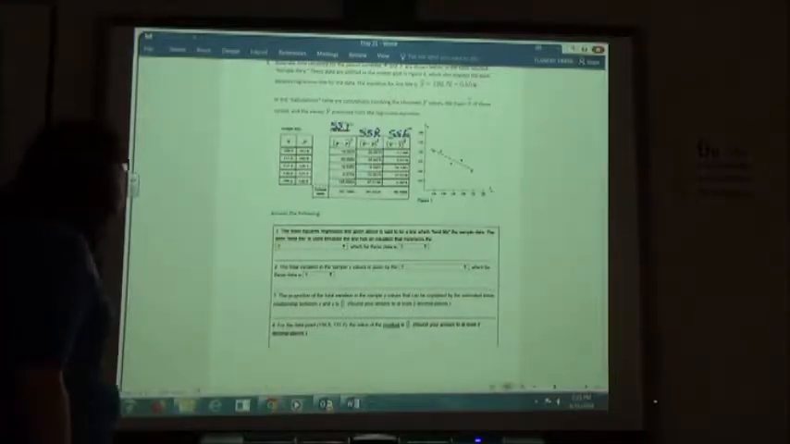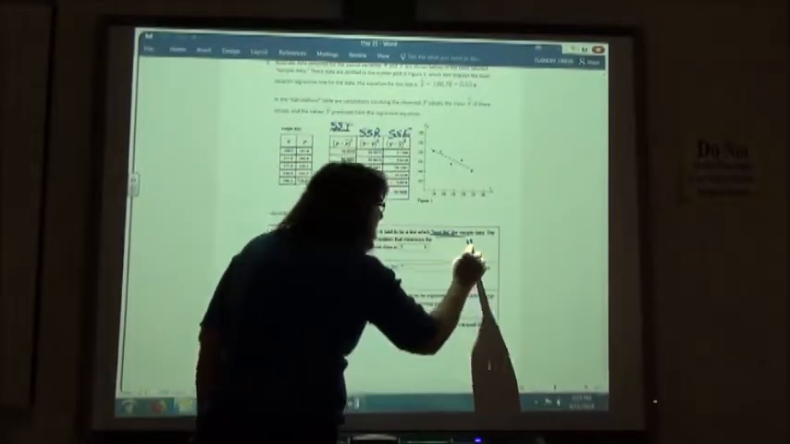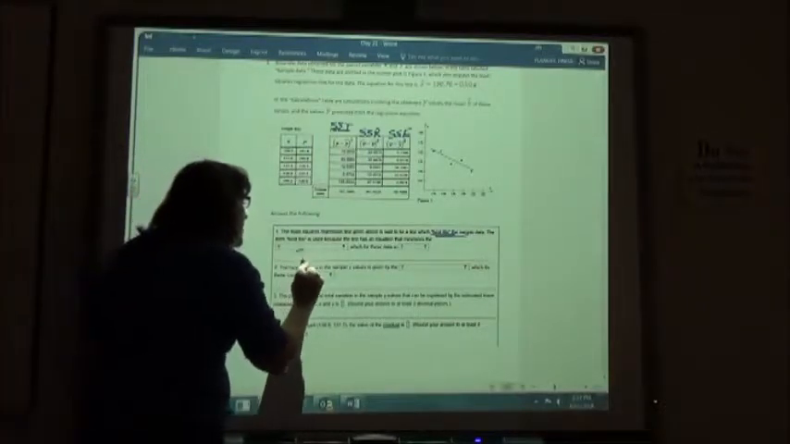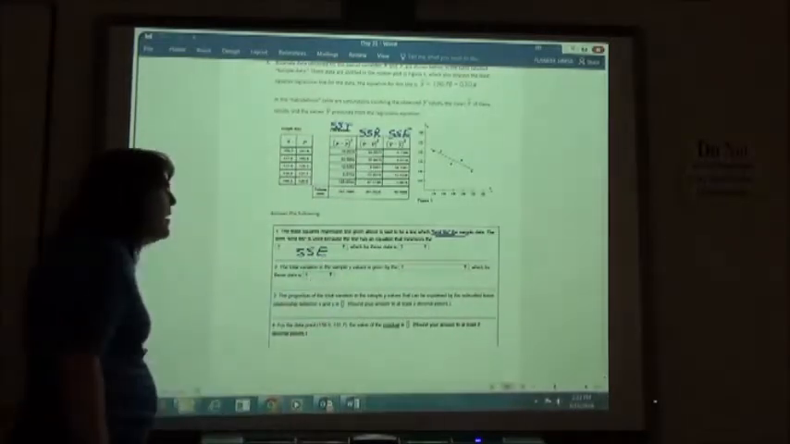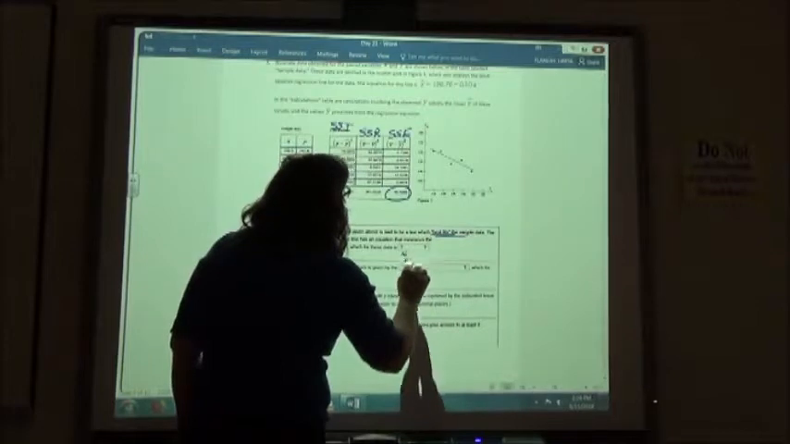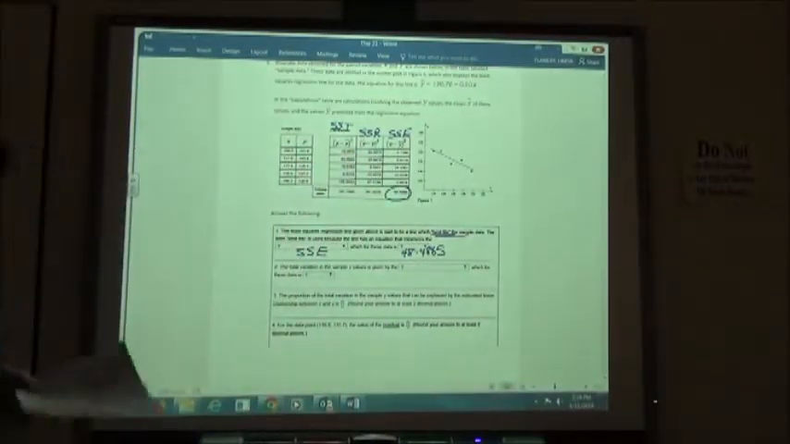Number 1, least square regression is given above is said to be the line which best fits the sample data. The term best fit is used because the line has an equation that minimizes, and if you remember from the previous 2, the line of best fit is going to minimize your error, so we're going to have the sum of squares error. Sum of square error number, we're just going to look in our table. 48.4865 is going to be my number there.